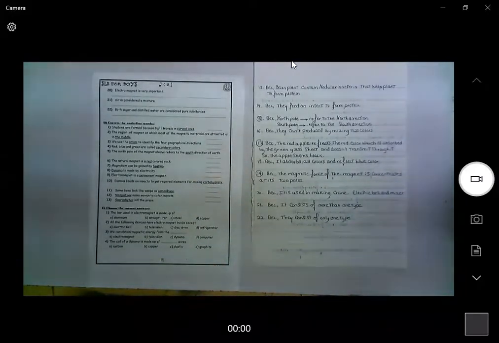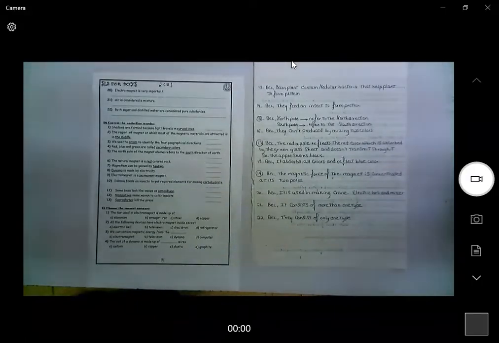Air is considered a mixture because it consists of more than one type, like oxygen, carbon dioxide, water vapor, hydrogen, helium, argon, neon. All of these kinds of gases in the air are called a mixture. So air is called a mixture because it consists of more than one type.